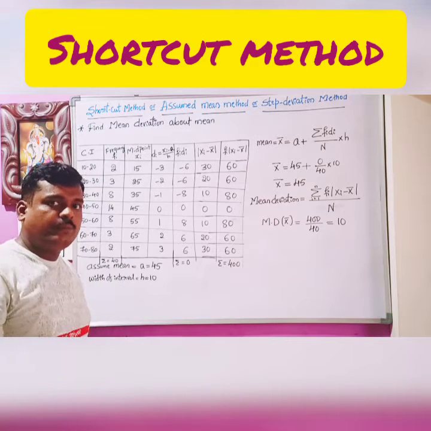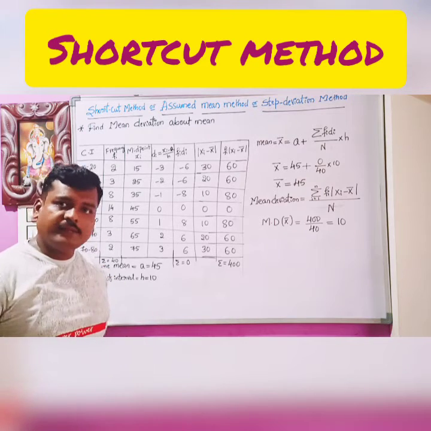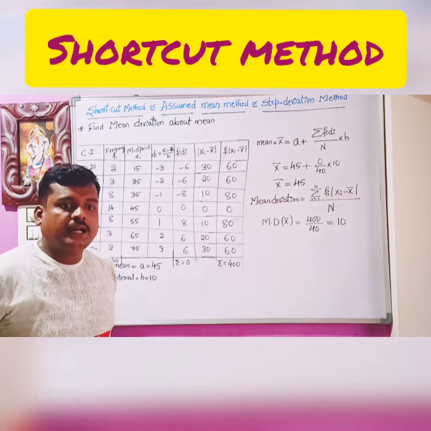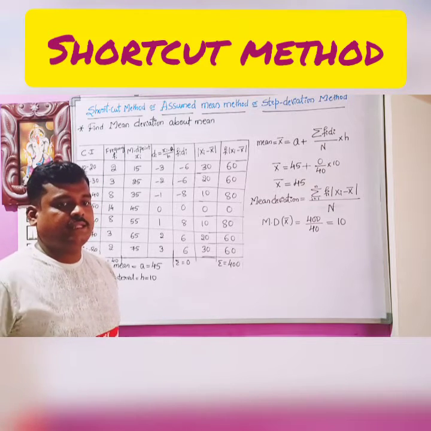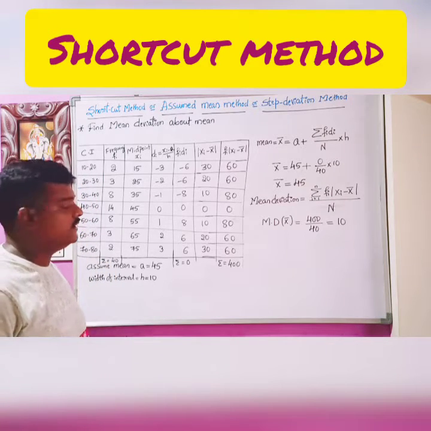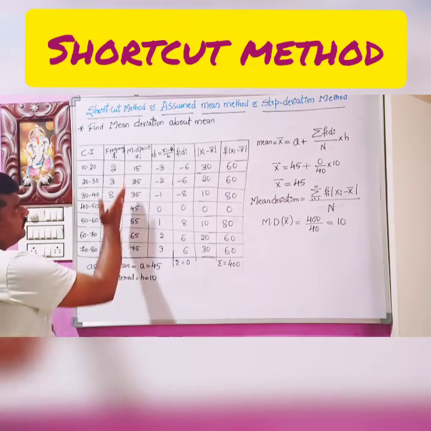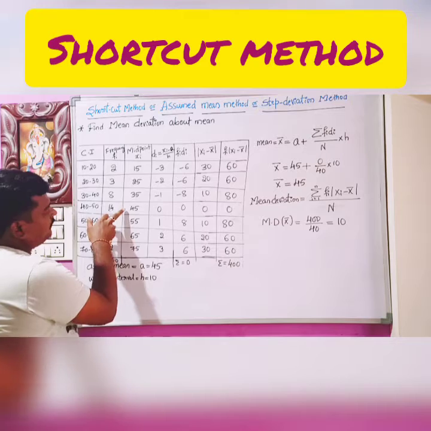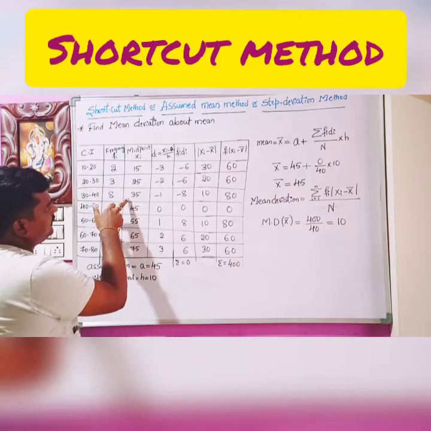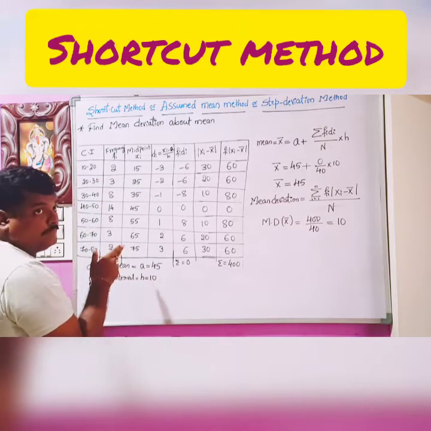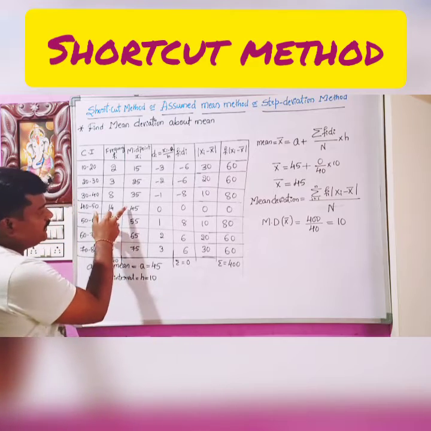After taking the midpoints, now we have to assume a mean. So it is called the assumed mean method. What is the mean we can assume here? As we can see, there are 7 midpoints, and among them the middle one is 45.